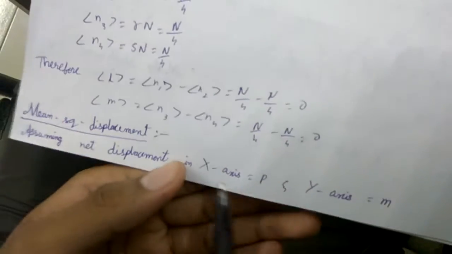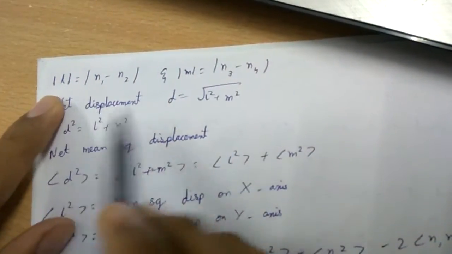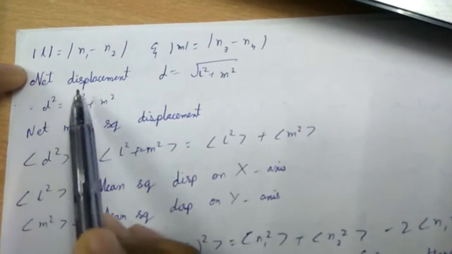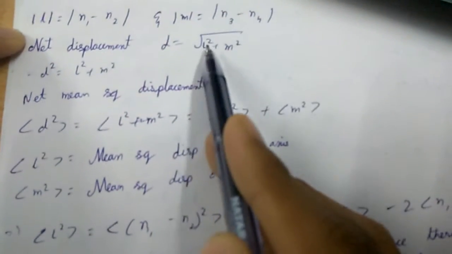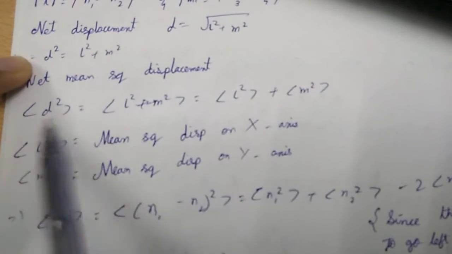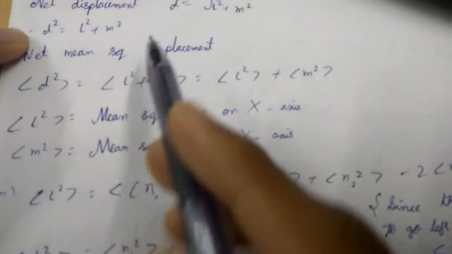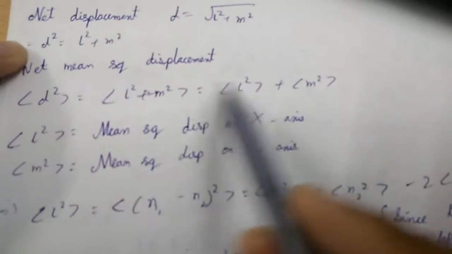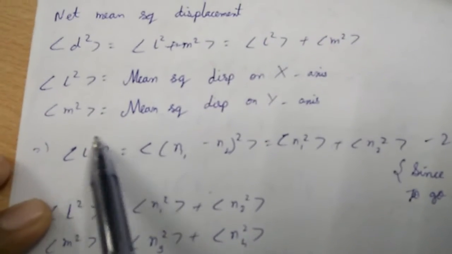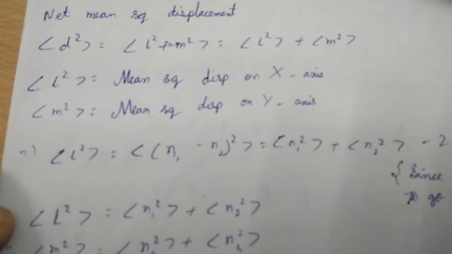Now finding the mean square displacement, assuming net displacement in the x-axis to be L and y-axis M. Now, like the previous case, L is equal to n1 minus n2 and M is equal to n3 minus n4. Net displacement D is equal to square root of L square plus M square. Now the net mean square displacement is the average of D square, which is equal to the average of L square plus M square, which is equal to the average of L square plus the average of M square. Now we'll just solve for L square and we can intuitively get M square.